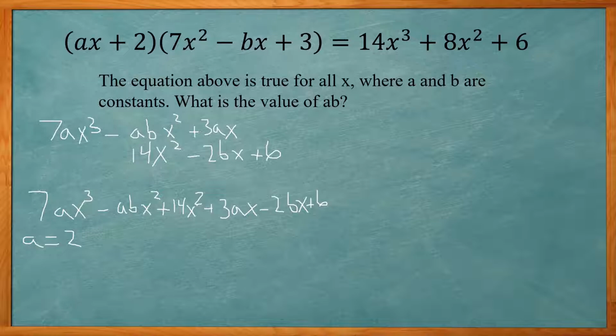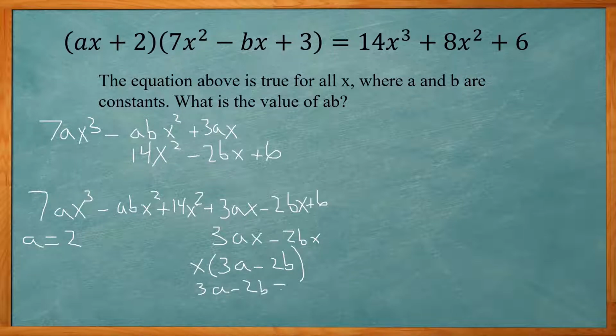Now if we look at the x terms, 3ax minus 2bx, it's going to factor out the x. I'm left with 3a minus 2b. So if I look up here, I don't have an x term, so the coefficient is 0. So basically 3a minus 2b has to equal 0.